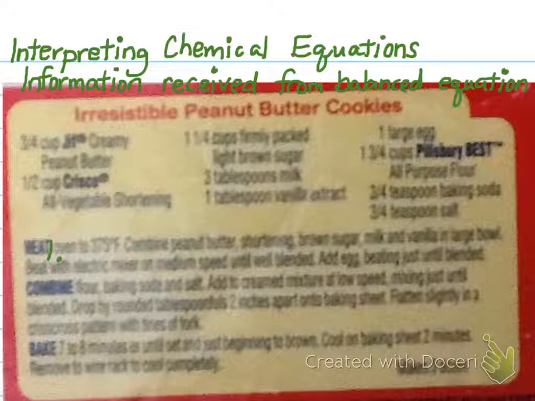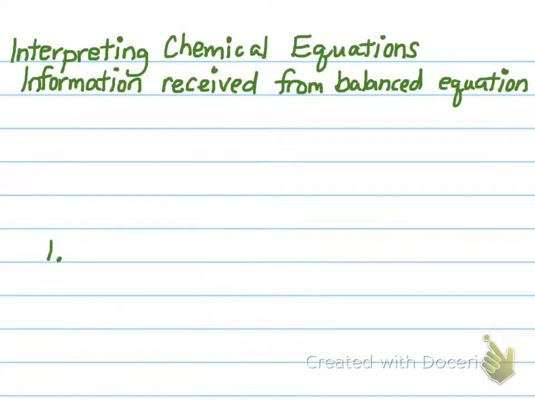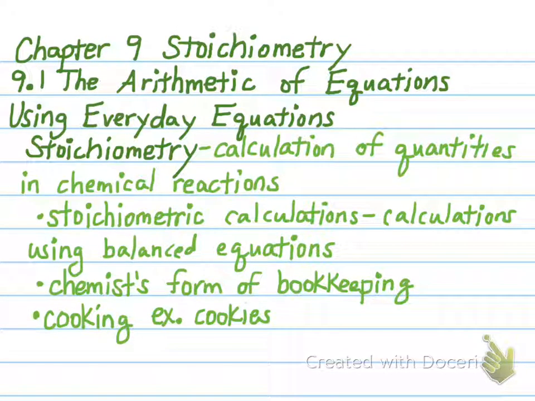Let's say you went to make these cookies and you discovered that you only have a 1/4 cup of peanut butter instead of 3/4 of a cup. Well, you would have to take this whole recipe and divide it by 3. That's a stoichiometric calculation. So you have done these before with cookies, and probably if you've done some baking before, where you've adjusted your recipe to figure out how much you want. Chemists do this all the time.